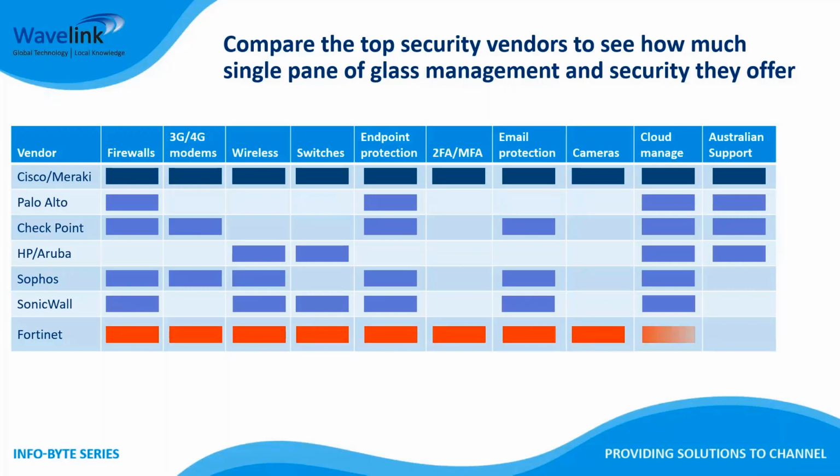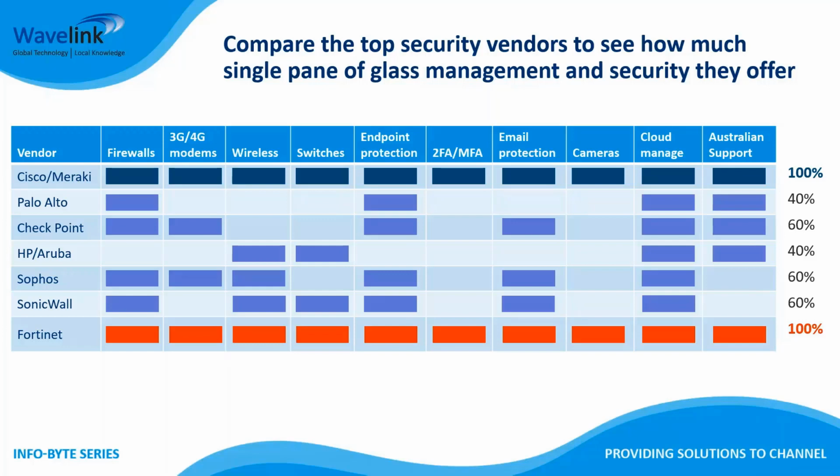So Palo Alto, Checkpoint, Aruba, Sophos, SonicWall. People always talk about those different vendors. They come up against them in the channel. So if you actually look at it here, really only Cisco Meraki offer that 100% suite along with Fortinet. So all the other vendors, when you actually break down from that SMB suite, they're really only scraping around that 60% mark in terms of what they can offer.